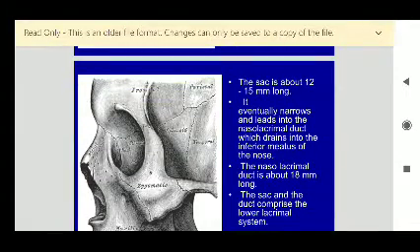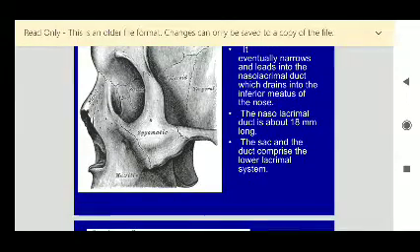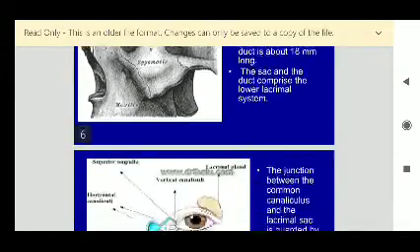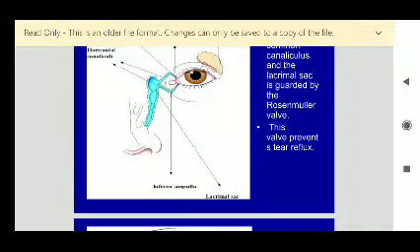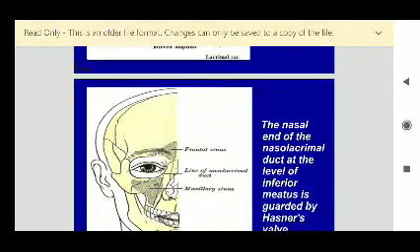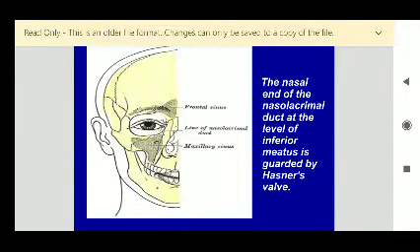The sac is about 12 to 15 millimeters long. It eventually narrows and leads into the lacrimal duct, which drains into the inferior meatus of the nose. The nasolacrimal duct is about 18 millimeters long. The sac and the duct comprise the lower lacrimal system. The junction between the common canaliculus and the lacrimal sac is guarded by the valve of Rosenmuller. This valve prevents reflux. The nasal end of the nasolacrimal duct at the level of the inferior meatus is guarded by Hasner's valve.